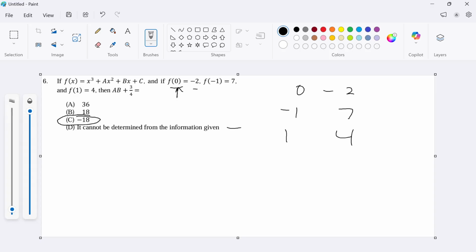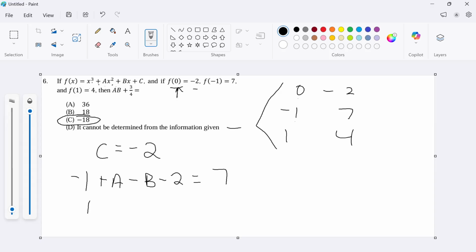Now, if I do this by hand, I just plug these values into the equation. I'll try plugging in 0 for x. 0 cubed plus a times 0 squared plus b times 0, that's all 0, and it equals negative 2, so c equals negative 2. Now I'm going to plug in (-1, 7). Negative 1 cubed is negative 1, plus a times negative 1 squared is plus a, plus b times negative 1 is minus b, plus c is minus 2, and that equals 7. Then I'll do the last one.